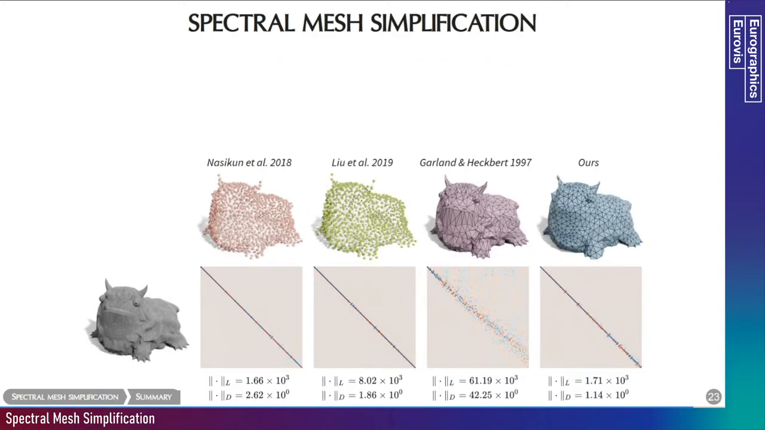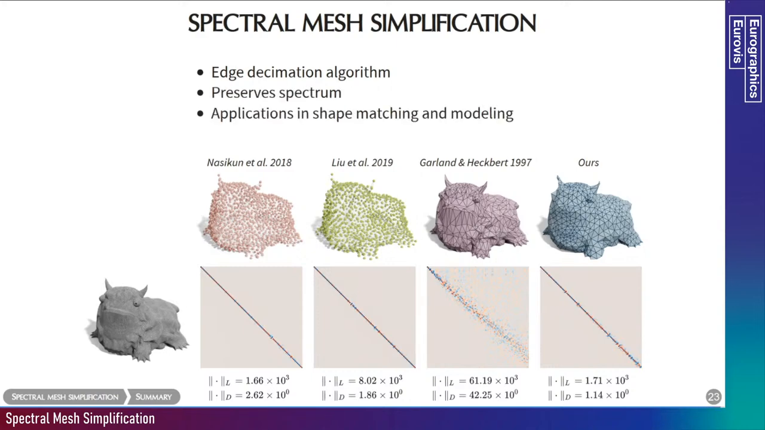Overall, we introduced a new mesh simplification method that uses a simple edge decimation algorithm with a novel metric to preserve the spectrum and which has applications such as shape matching and shape modeling.